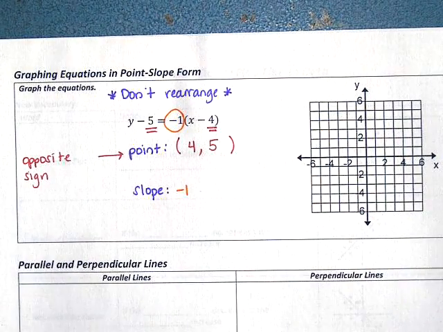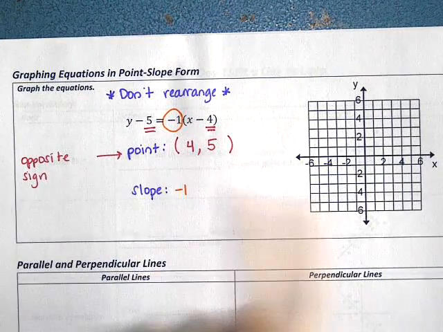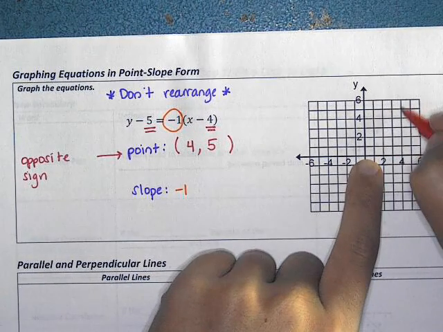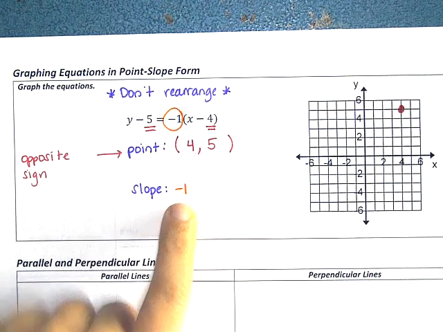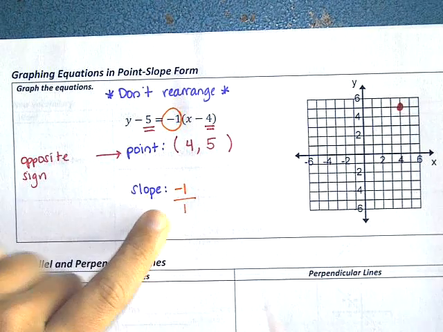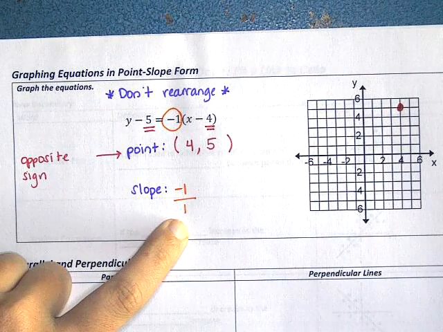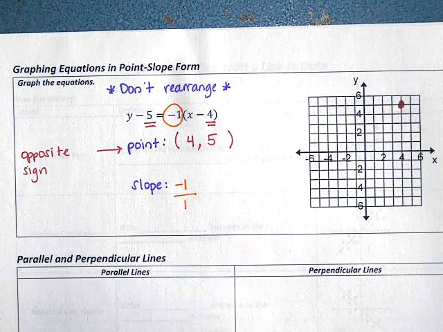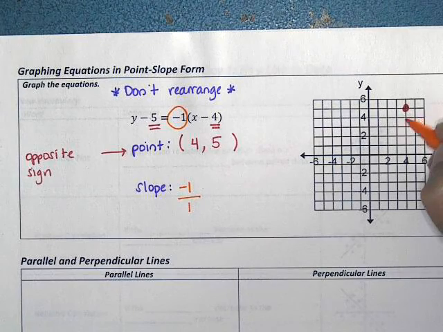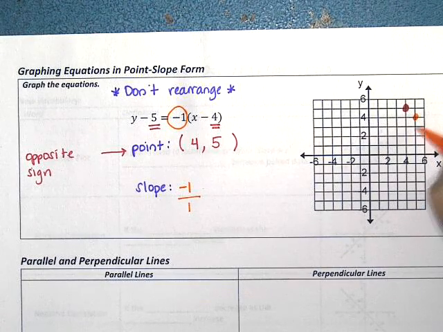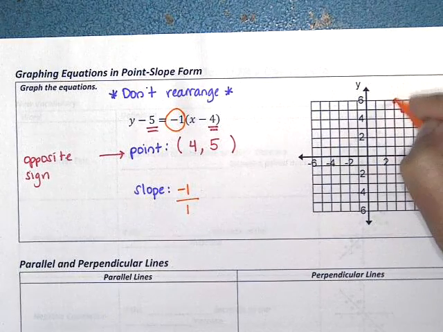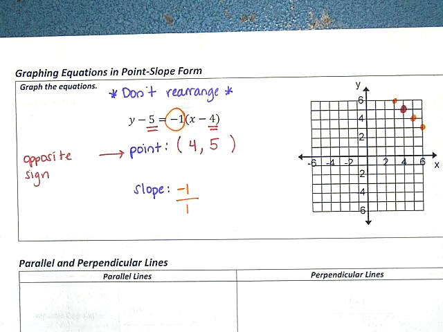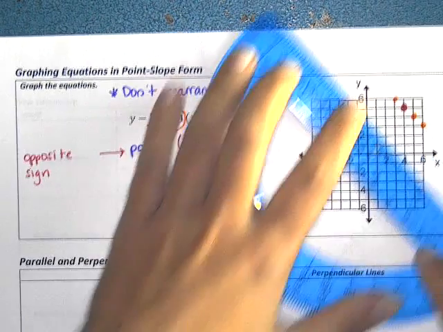When I want to graph that, I'm going to start with the point. So I'm going to go right 4 spaces, up 5 spaces, and put a point there. Now my slope is -1. I find that writing -1 divided by 1 gives me a better picture of the rise and the run. From here I would go down 1, right 1, down 1, right 1. I could also go up 1, left 1. That's totally fine. And my last step here would be to draw a line.